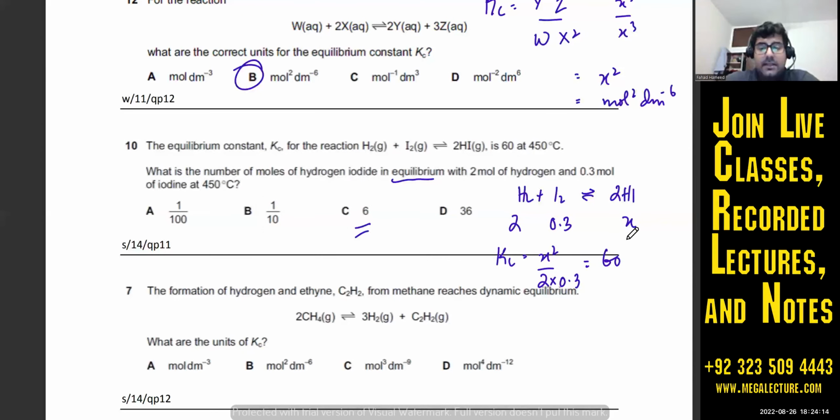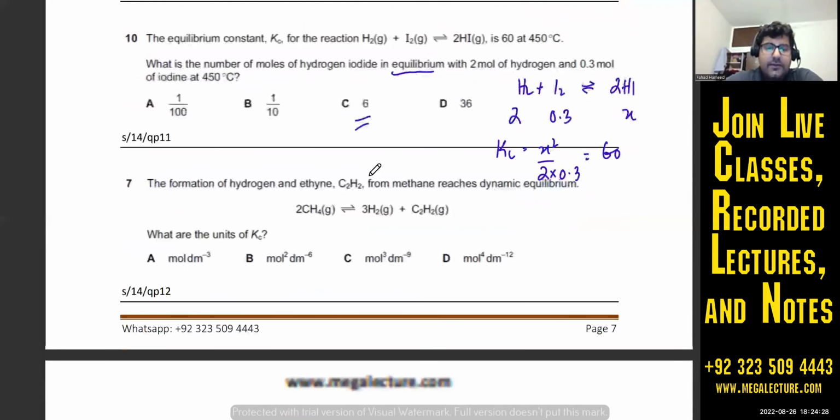0.6 into 60, that's 36, I think. और फिर अंडर रूट. अच्छा, फिर units of Kc again, that's x cubed into x divided by x squared, right? The concentration cubed, concentration divided by concentration squared. So this will give me what? It's going to give me x squared, right? It's going to be mole squared dm minus x again.